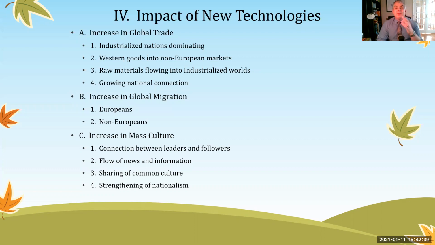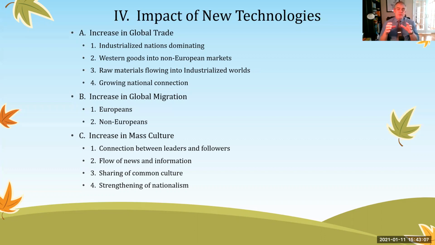Third, raw materials are going to flow much more easily into the industrialized world. So as imperialism takes off, and we have a stronger European presence in, say, Africa, and mining operations are going to start extracting resources out of the African soil, those resources can be transported to European factories very easily because of all these new transportation methods.